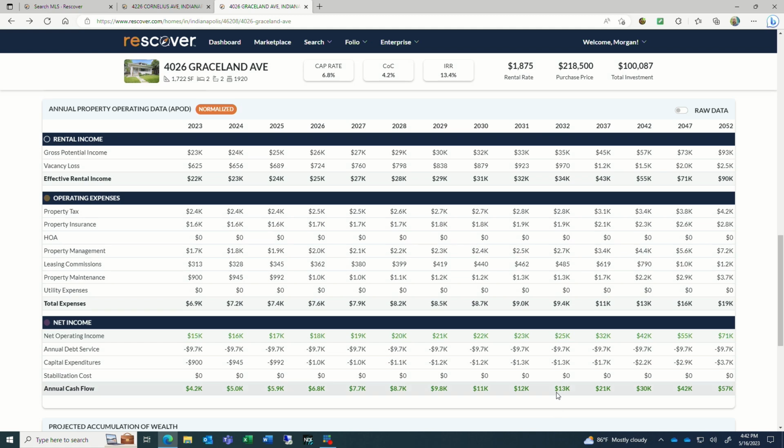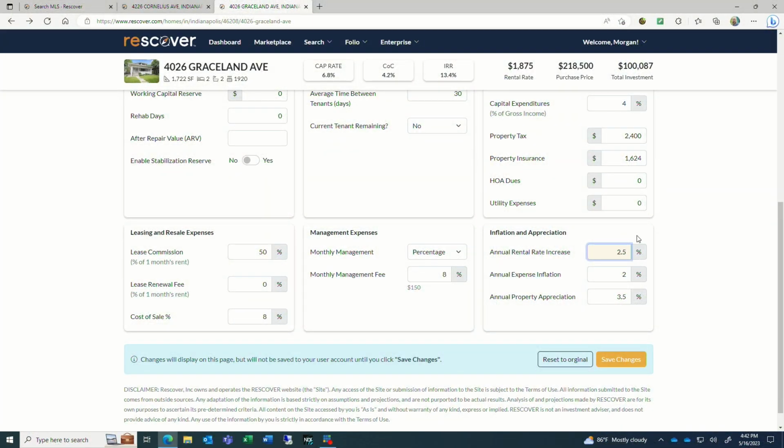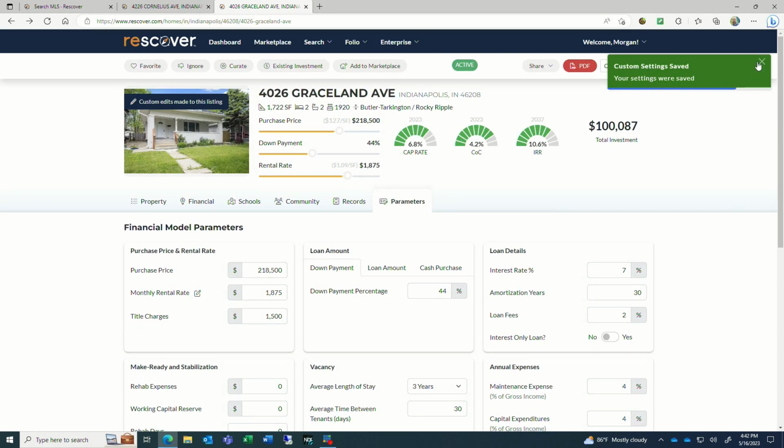A year, $13,000 a year, about $1,000 a month at the end of 10 years, as opposed to I think it was about $7,000 or $8,000 previously. So I just wanted to touch on these inputs over here you can use on the parameters tab, and anything you're doing, however you're modeling, be sure and take a look at how you're projecting your rental rate to increase and your property to appreciate over the years, because those are the metrics that are going to have a lot of effect on the internal rate of return.